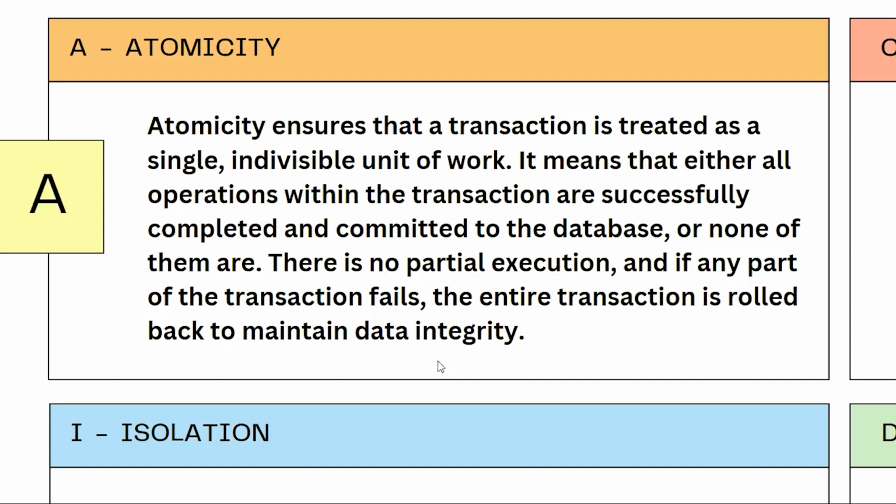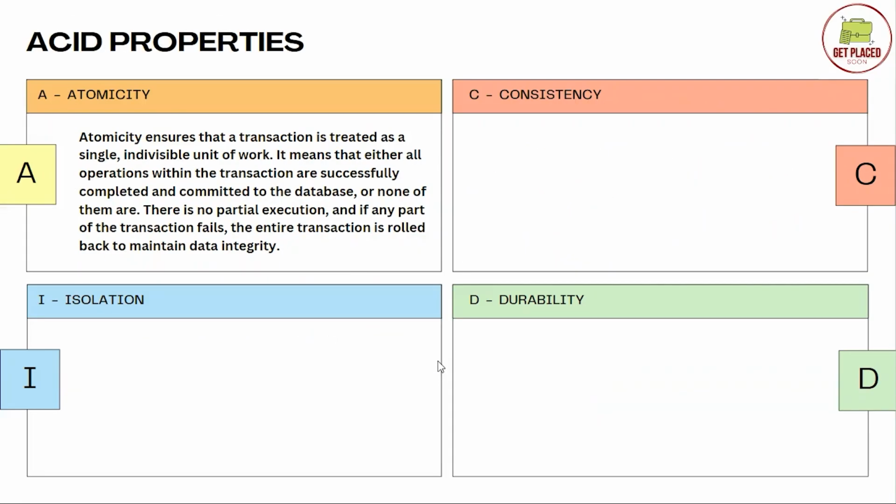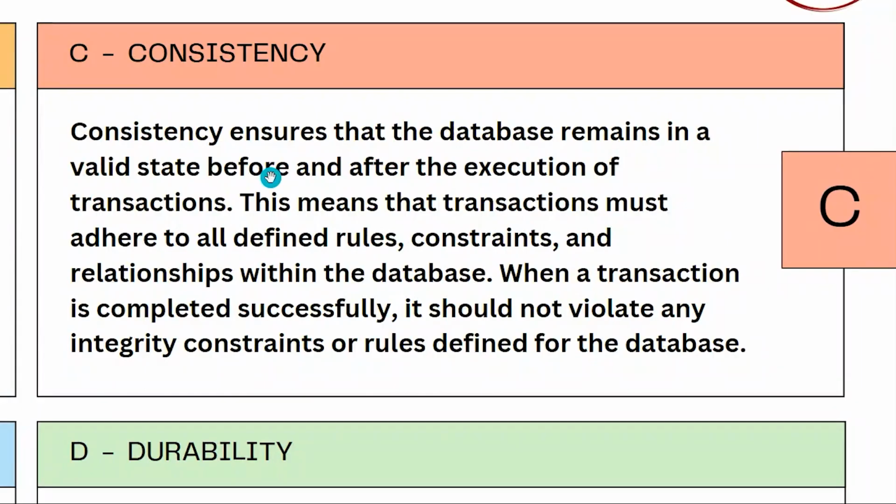So in simple words, it is the all or nothing principle. Either it is successful and gets committed to the database, or if any part is not successful, then it gets rolled back. That is known as atomicity. Going ahead, we have consistency. Now, consistency ensures the database remains in a valid state before and after the execution of a transaction. So before the transaction and after the transaction, the database should not have any differences.